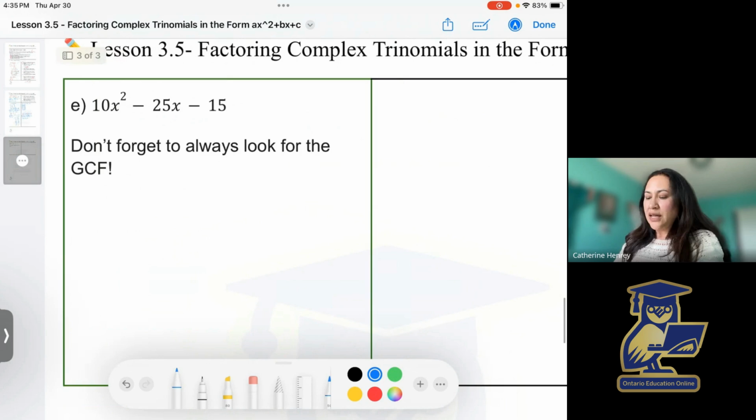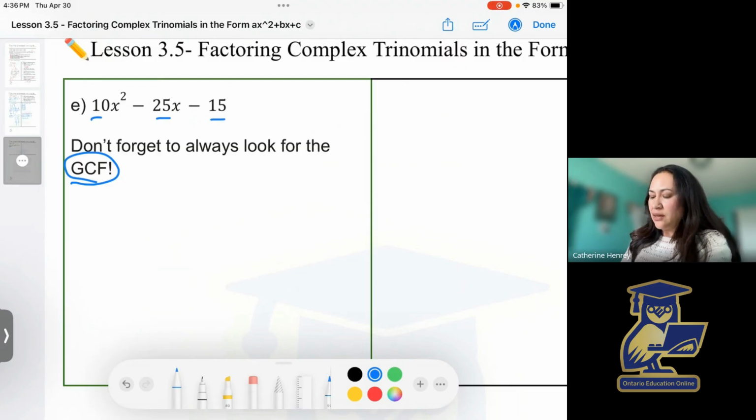So if we take a look at E, again, we start to see some big numbers, but you can always, and you should always, look for your greatest common factor. That way things can get a little easier. So here we can look at 10, 25, and 15, and really let's go ahead and take out a common factor of 5. So then I have 2x squared minus 5x minus 3.